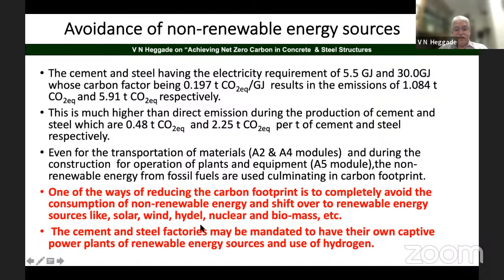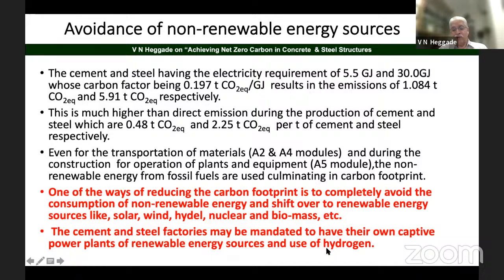So by completely switching over to renewable energy sources, such as biomass energy, solar energy, wind energy, hydro energy, nuclear energy, perhaps it is possible for us to completely avoid this carbon dioxide emission that comes from sources like fossil fuel energy as well as coal energy, as you can see here. The cement and steel factories may be mandated to have their own captive power plants of renewable energy sources, and they may be mandated to use green hydrogen, clean hydrogen for the production of energy.